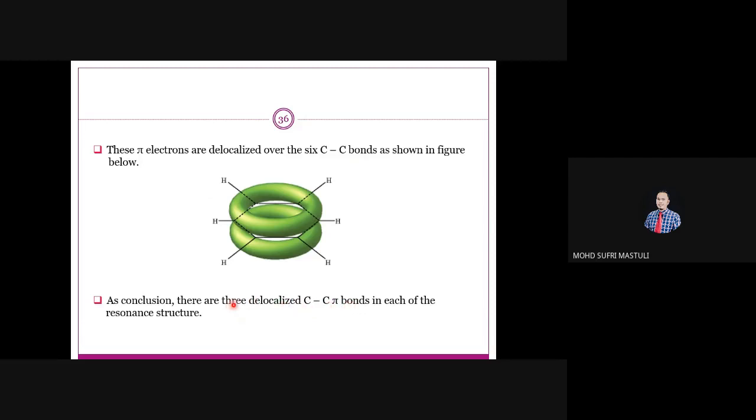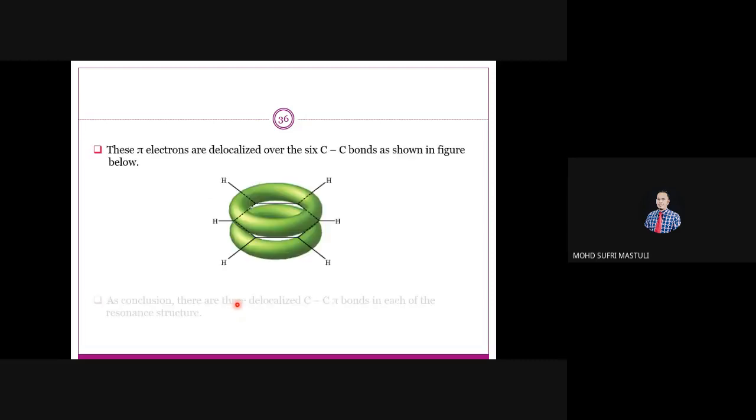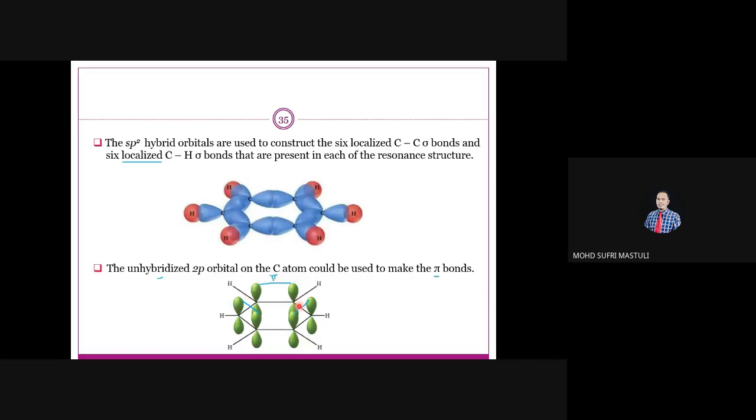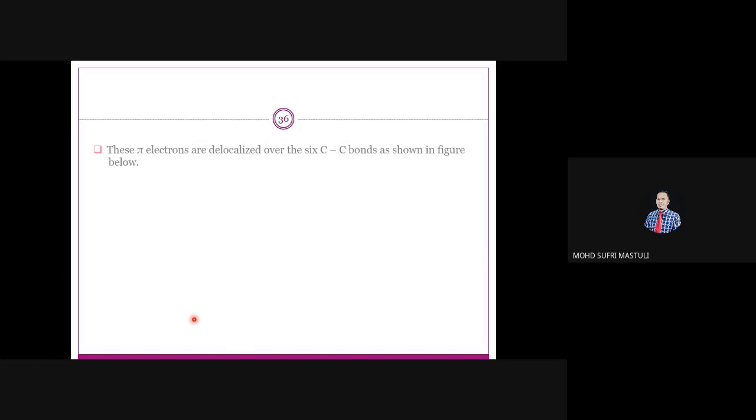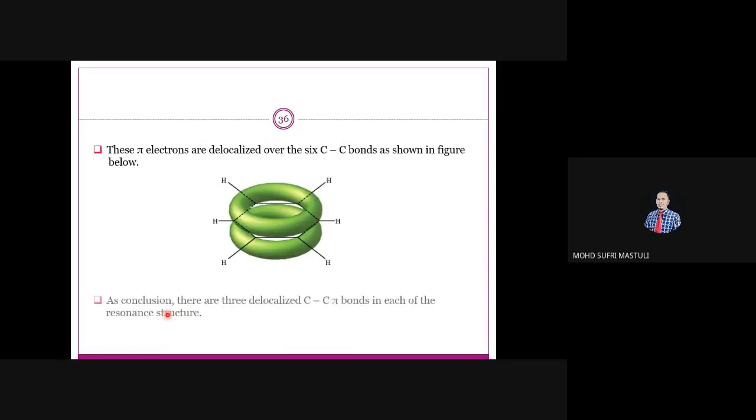So in conclusion, in the resonance structure, there are 3 delocalized carbon-carbon pi bonds. This is 3. Where are they? Okay, 1, 2, 3. 3 between carbon-carbon, carbon-carbon, carbon-carbon. 3 delocalized carbon-carbon pi bonds. All right. So we are done with benzene.